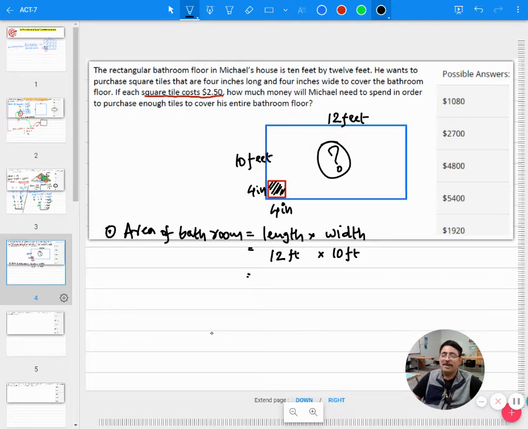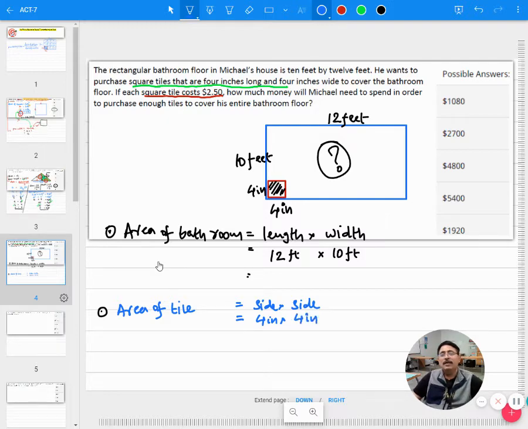Purposefully here I am leaving some gap and I am going to the second one. The second one is the tile. Each tile is square shaped and length and width are 4 inches. Therefore, area of tile equals, for a square we take side multiplied by side. Therefore, it is 4 inches multiplied by 4 inches.